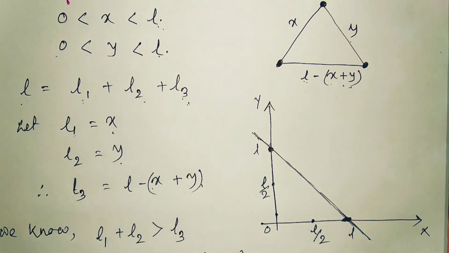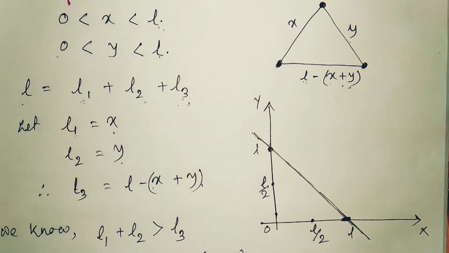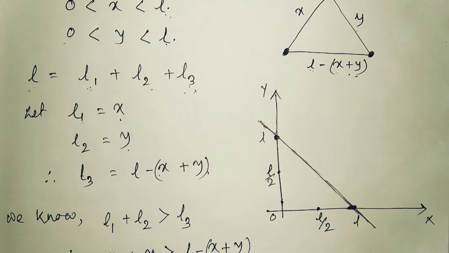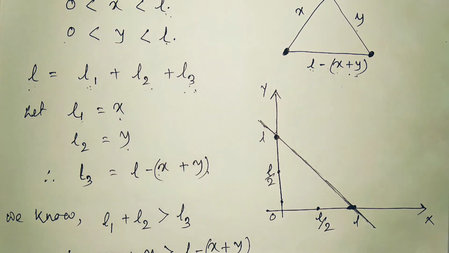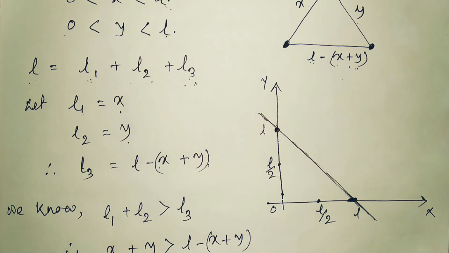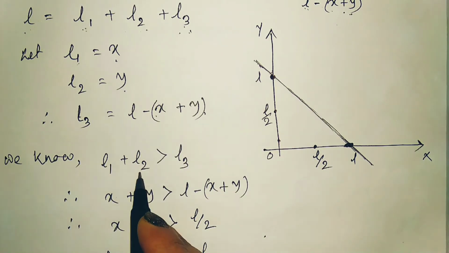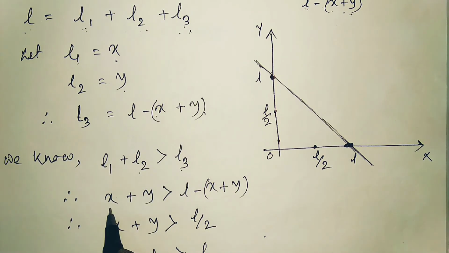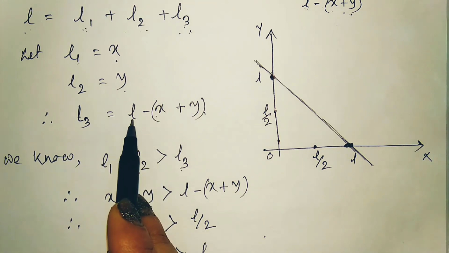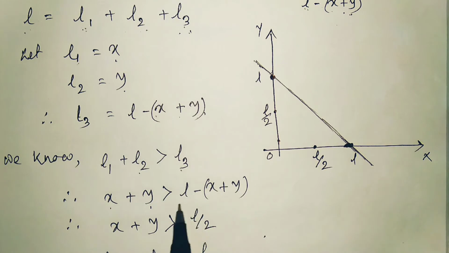Now if these 3 pieces L1, L2, L3 form a triangle, then we know from the properties of the triangle that the sum of any 2 sides of a triangle should be greater than the length of the third side. So we can say that L1 plus L2 should be greater than L3. L1 is x as per our assumption, L2 is y, and L3 is L minus (x plus y). If we substitute all this, we find x plus y is greater than L minus (x plus y).